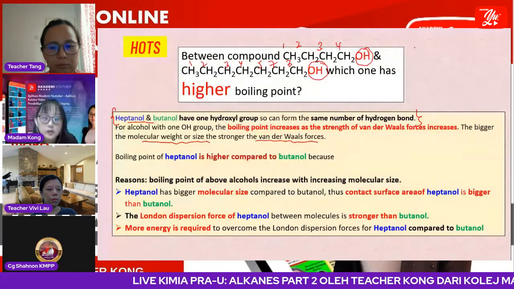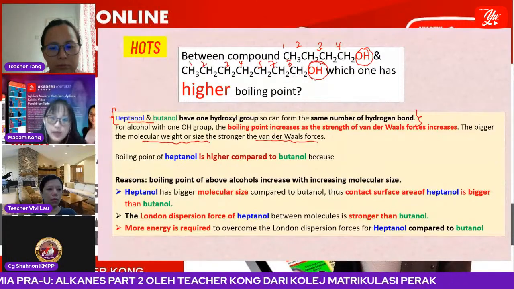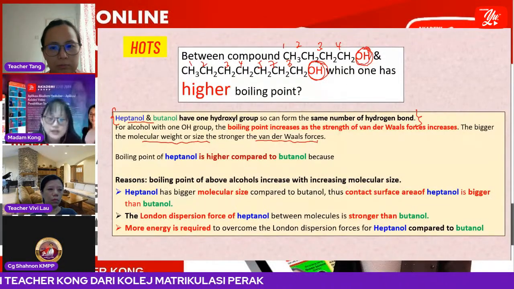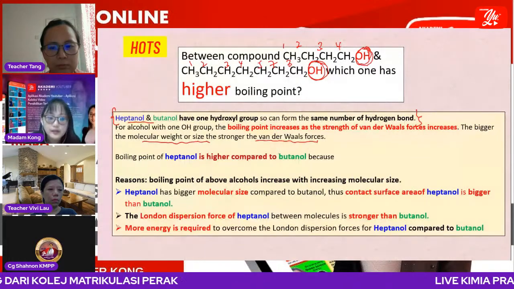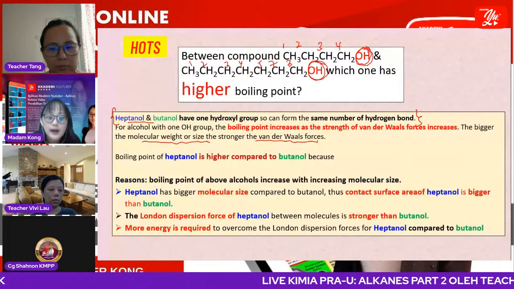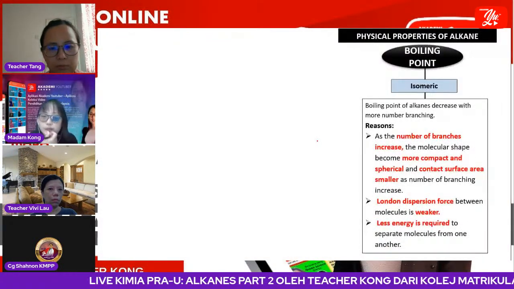So you have to be alert. Sometimes the question simply gives you alcohol, a hydroxy compound, but the answer is the same as just now. You are using the same explanation, like explained in terms of the boiling point of alkane. Now, look at isomers.